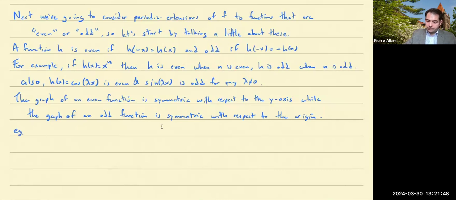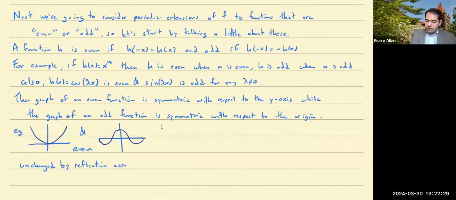So for example, if you have something that looks like a parabola with minimum at the origin, or if you have something that looks like the graph of cosine, these are even, and they're unchanged by reflection across the y-axis.